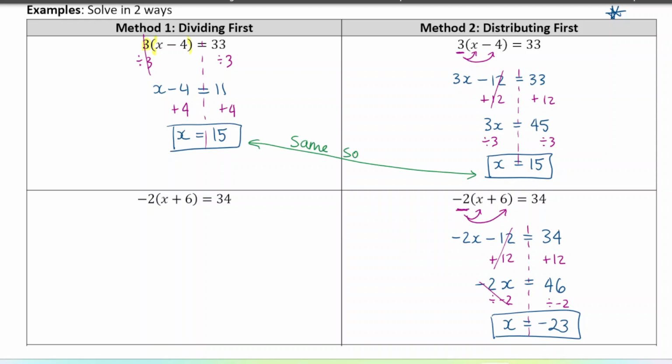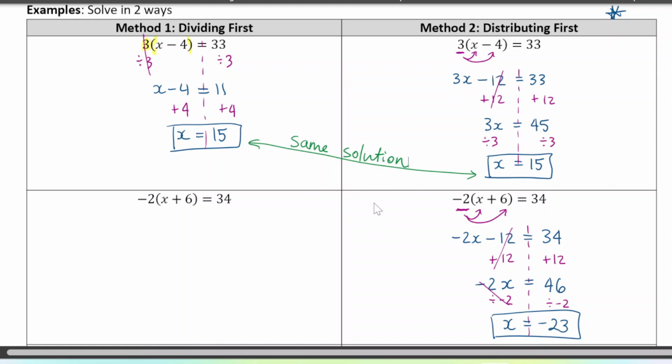We should get the same solution. We're solving the same equation, we should get the same solution. There is only one correct solution for all of these equations, so we should get the same answer. So this is kind of another way to verify if you have equations with brackets and there's more than one way to solve it. You could verify this way too. Okay, let's try this one.